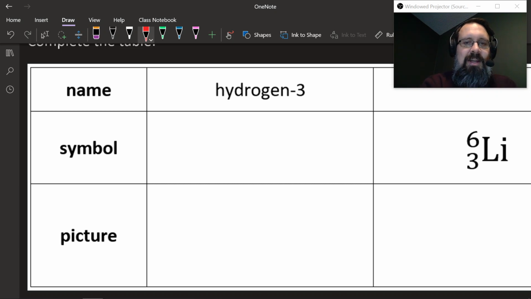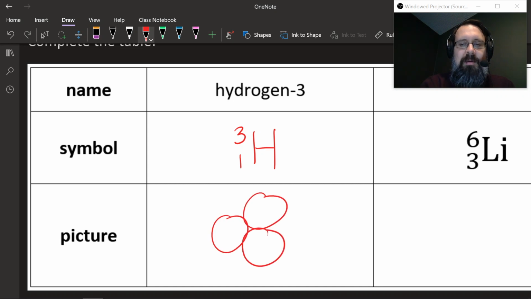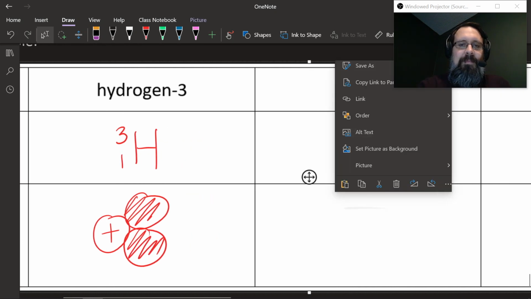So for hydrogen, I know hydrogen is H. The 3 tells me what number goes on top, and I know that hydrogen has 1 proton. If I want to draw a picture of this, I need to draw 3 nucleons, and I draw them all stuck together because the nuclear force is pulling them together. And one of them is a proton, and then the other 2 are neutrons. So you can put an N in there if you want to, or you could just leave it empty, or you could shade it in just to show that it doesn't have a charge. I'll do the shading in method. Okay, let's do the next one.